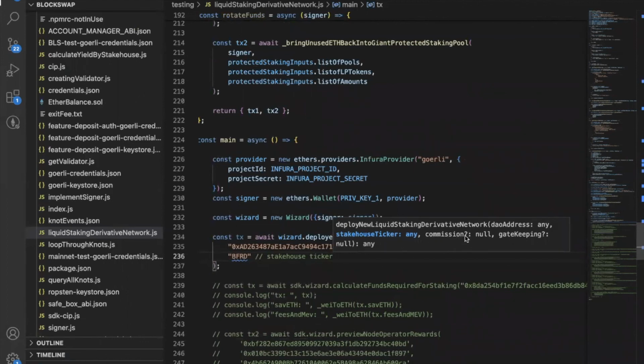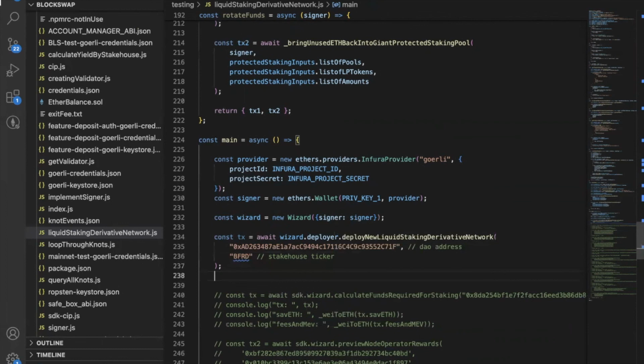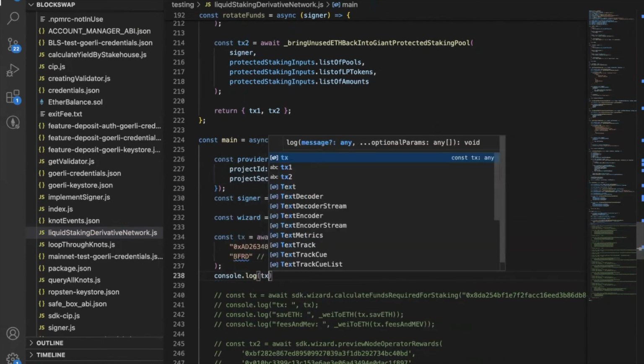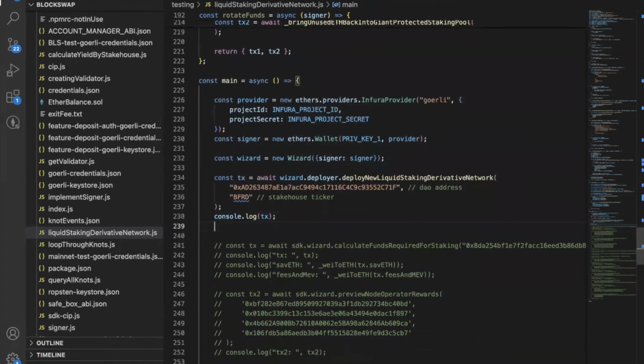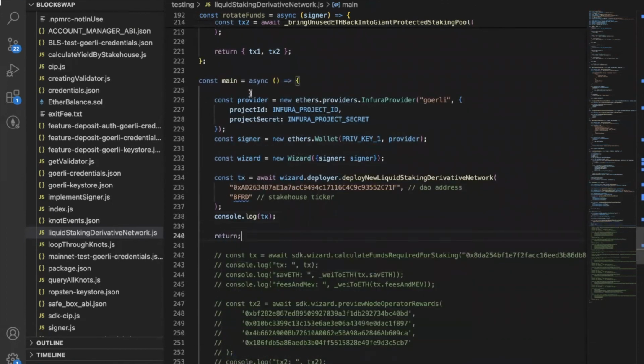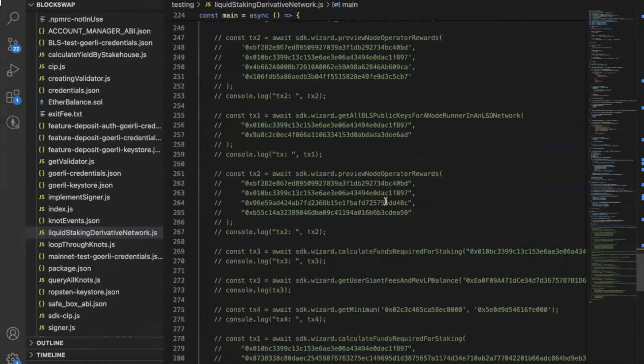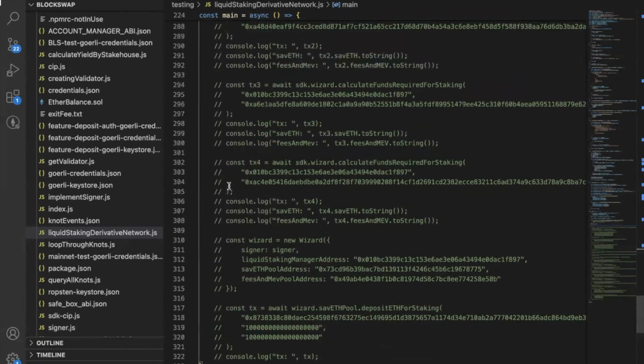Then it asked me whether I need commission or gatekeeping or not. I don't want any, so I'll just move ahead. Console.log transaction. That's what it is all about. So I've initialized the signer instance, I have initialized the wizard here, then I am calling this function, and that's it. Okay, main is being called.